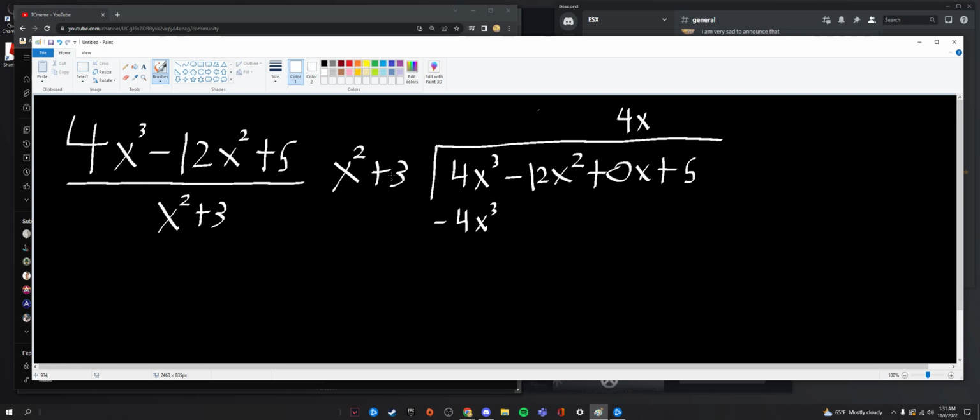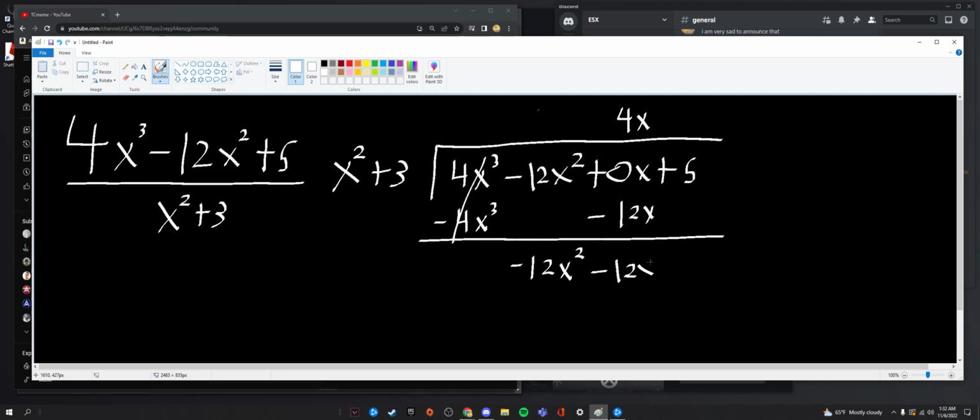So now we have 4x cubed, and then we have 4x times 3. That gets us 12x. Because it is just a 12x and not a 12x squared, we cannot put it under the minus 12x squared. Instead, I'm going to put it under this 0x. Now we do our subtraction. These terms cancel out, and we're left with minus 12x squared minus 12x plus 5.